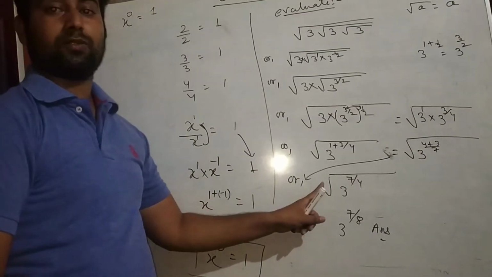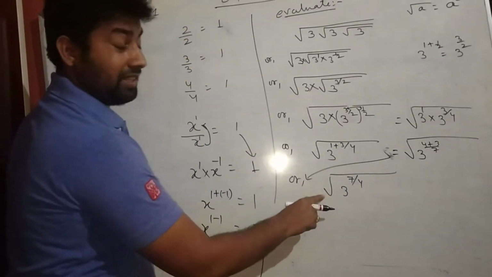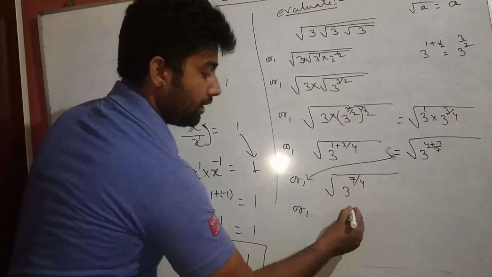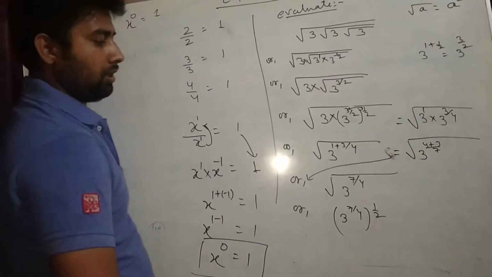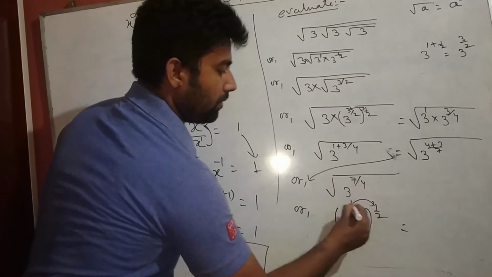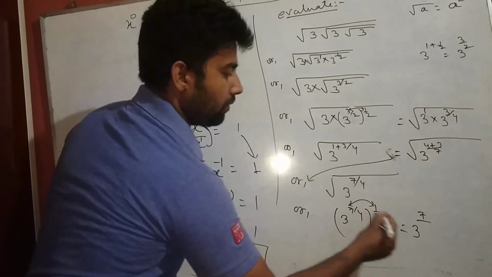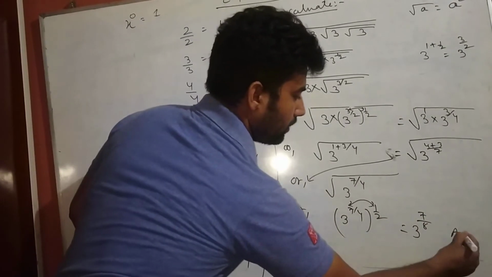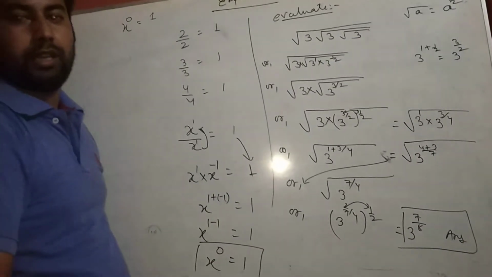Now again there is a square root. Then what will happen? When this square root is removed, 3 to the power 7 by 4, its whole power will be multiplied by 1 by 2. Now 7 and 1 will be multiplied: 7 times 1 is 7 and 4 times 2 is 8. So this will be your final answer: 3 to the power 7 by 8.